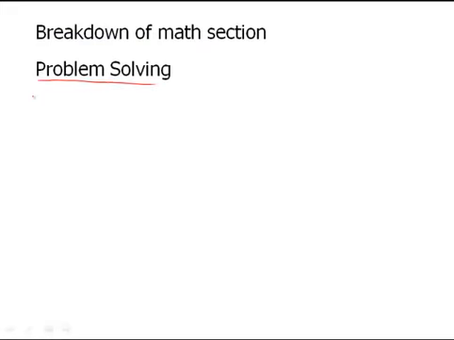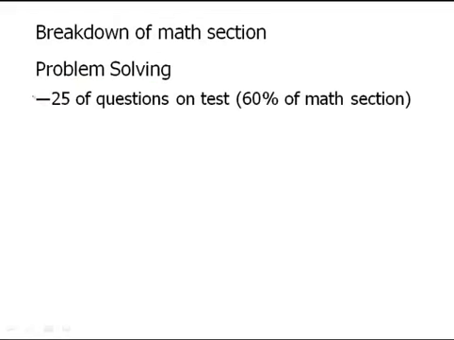Problem solving is your typical math question where you have a question and a series of answer choices. Traditionally, you've had 5 on the GRE, A through E, but with the new GRE, problem solving has gotten a little bit more fancy, as we're going to see in the next slide. For now, know that problem solving makes up the bulk of the math section, about 60%. So there's a total of 40 questions, 20 per section, not including the experimental. Out of those 40 questions, 25 will be problem solving.